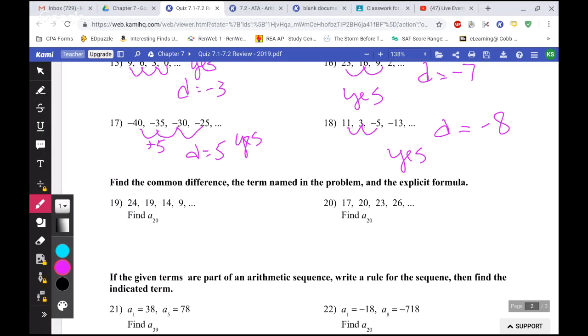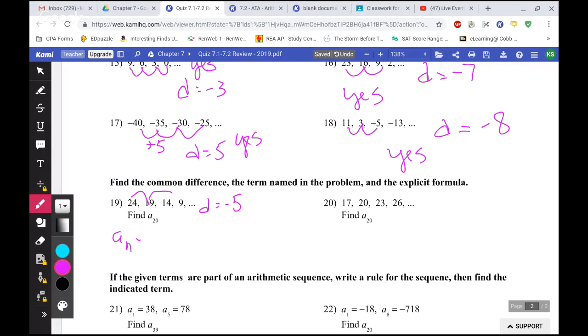All right. So find the common difference, and then the term named in the problem, and the explicit formula. So we know these are arithmetic. What we want to do is, when you're looking at that, what does it take to go from 24 to 19 and 19 to 14? Well, 24 minus 19 gives you 5, and 19 minus 14 is 5. And so you're going down by 5.